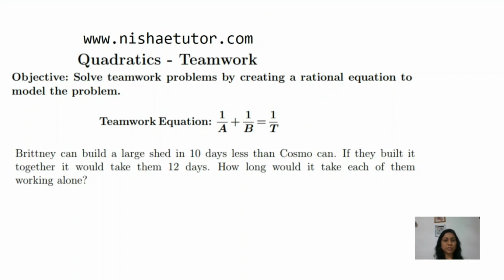Namaste. In this video, we are going to solve this problem here. Given: Brittney can build a large shed in 10 days less than Cosmo can. If they build it together, it would take them 12 days. How long would it take each of them working alone?